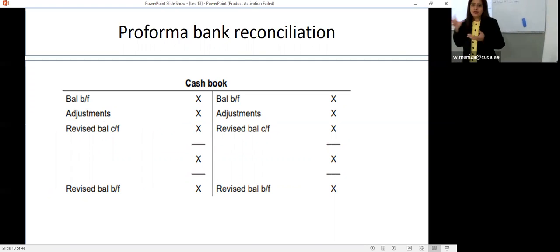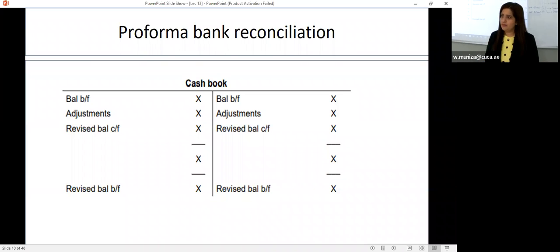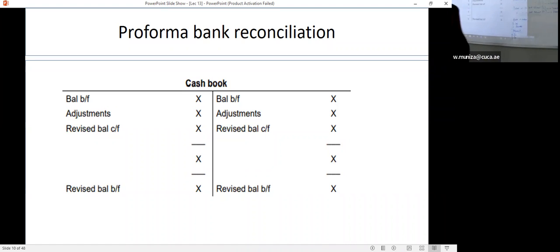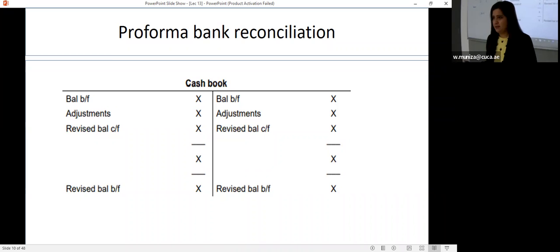Now, how are you going to handle the questions in regards to the bank reconciliation statement? Students, they will be telling you the balance as per cash book and the balance as per bank statement. Both the balances will be shown to you.